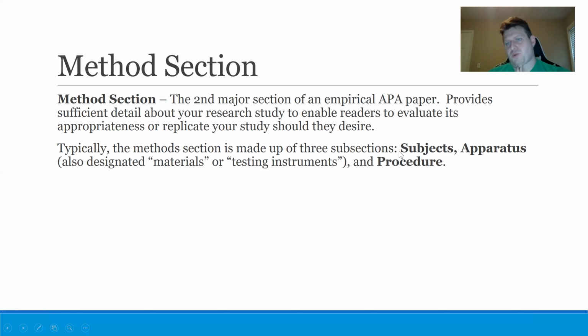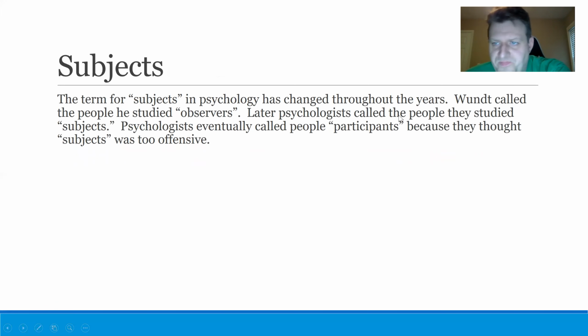And lastly is the procedure, and this might be the most important part of the method section. Here, when the subject arrives at the study, we are mapping out exactly what the subject encounters, okay? What goes on in the experiment from the beginning to the end of it, again, so that we could replicate the study if need be. Method is a level 1 heading. Subjects, apparatus, procedure, these are level 2 headings.